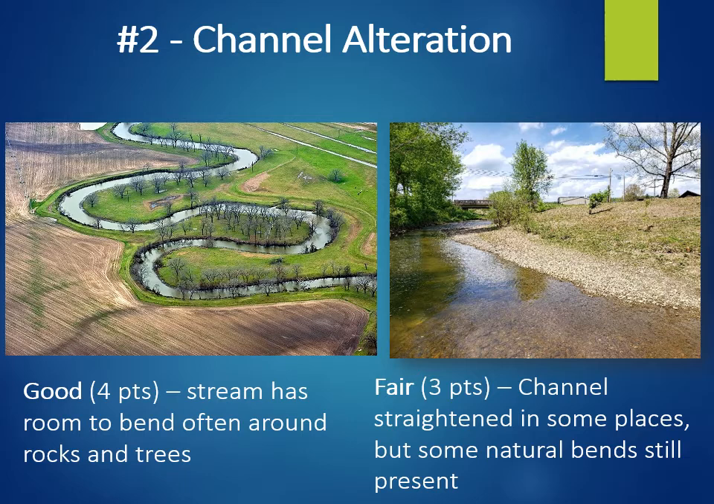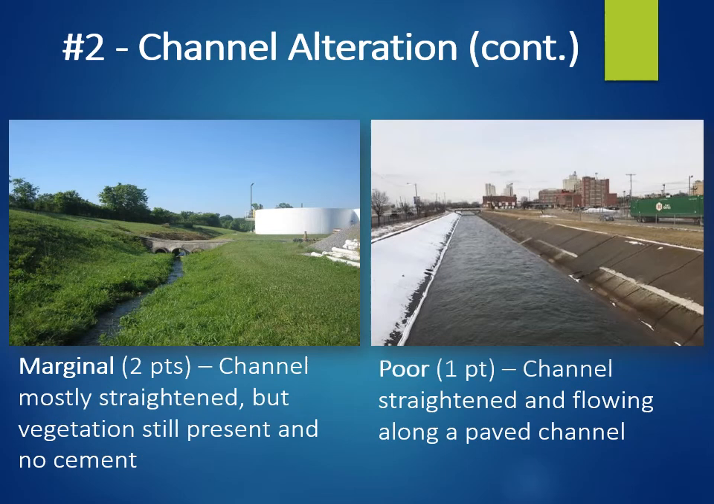A fair rating is assigned to streams that have some straightened sections, but also have some natural bends. You can see that these examples for marginal and poor conditions have very straightened stream channels, with the example for poor also flowing along a paved channel.